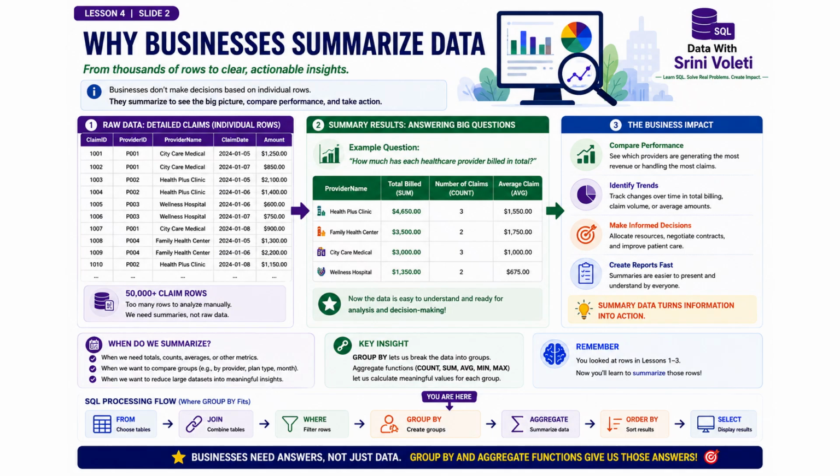Finally, notice where we are in our SQL processing flow. We have already learned how to retrieve data using the from clause, combine tables using the join clause, and filter rows using the where clause. Today, we are adding the next major step, group by. Group by organizes related rows together, then aggregate functions calculate meaningful summaries for each group. Throughout the rest of this lesson, you will learn exactly how SQL performs that transformation. Let us begin by exploring the aggregate functions that make all this possible.